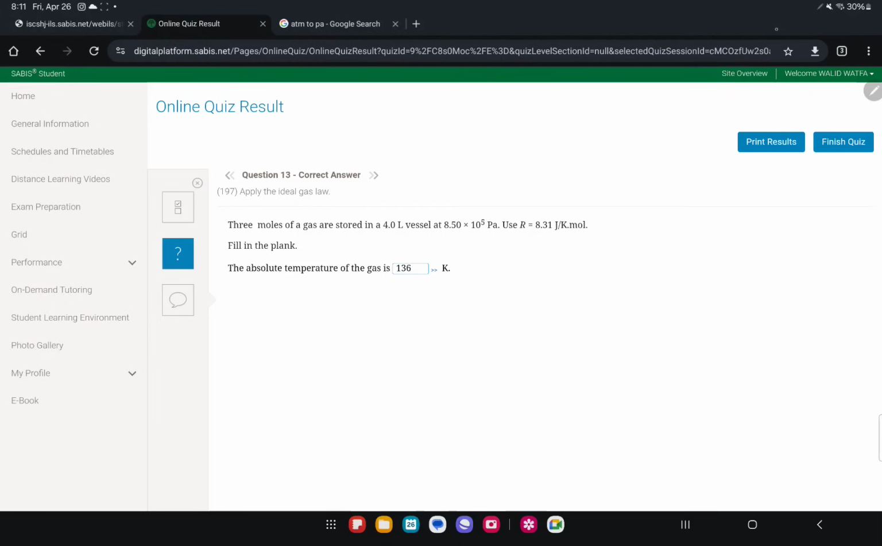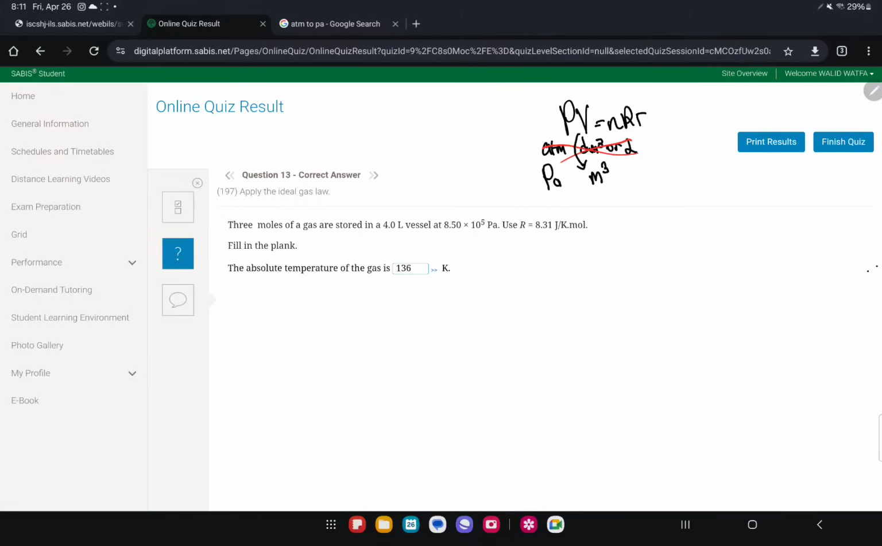But in physics, we cross all of this out. For pressure, we use Pascal because the SI unit of pressure is Pascal. And for volume, we don't use dm cube, we use meter cube.